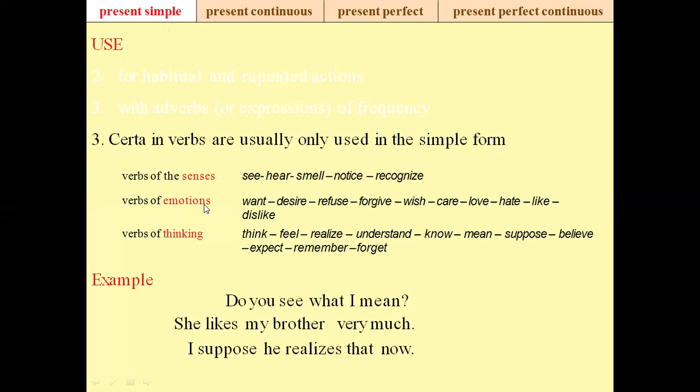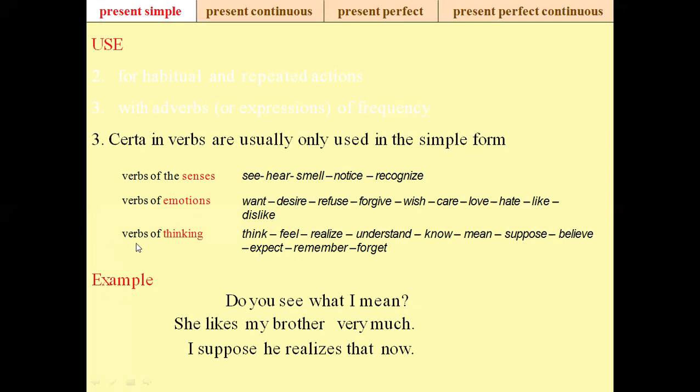Then verbs of the emotions, by which we can express our emotions. So these verbs are only used in the simple present tense. Observe here: want, desire, refuse, forgive, wish, care, love, hate, like, dislike. So these verbs are used for expressing emotions. And again I want to say that these verbs are only used in the simple present tense, in the simple or main verb format.